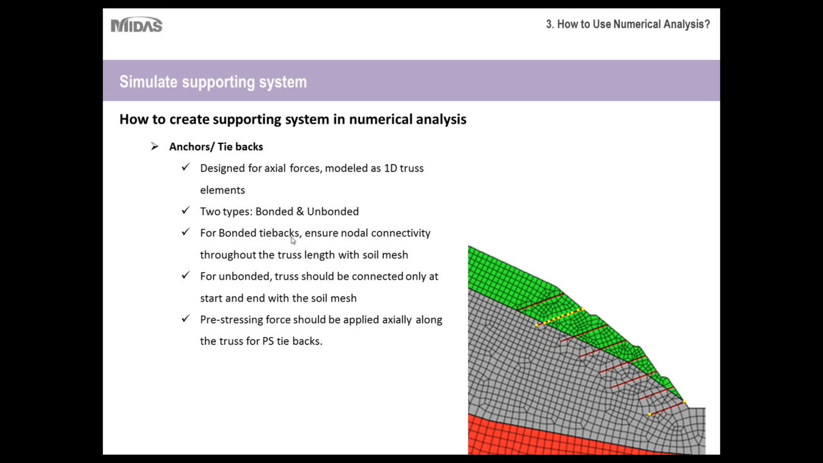So if you're dealing with bonded tiebacks, you should ensure the nodal connectivity all throughout the length of these 1D truss members so that the soil mesh is connected to your tieback mesh. But if you're dealing with unbonded tiebacks, then you should just have the nodal connectivity at the end and at the start of your tieback. You need not divide the member and make sure that the nodes are connected with the soil mesh all throughout. And if they are pre-stressed tiebacks, then pre-stressing forces should be applied in the axial direction onto these tiebacks here.